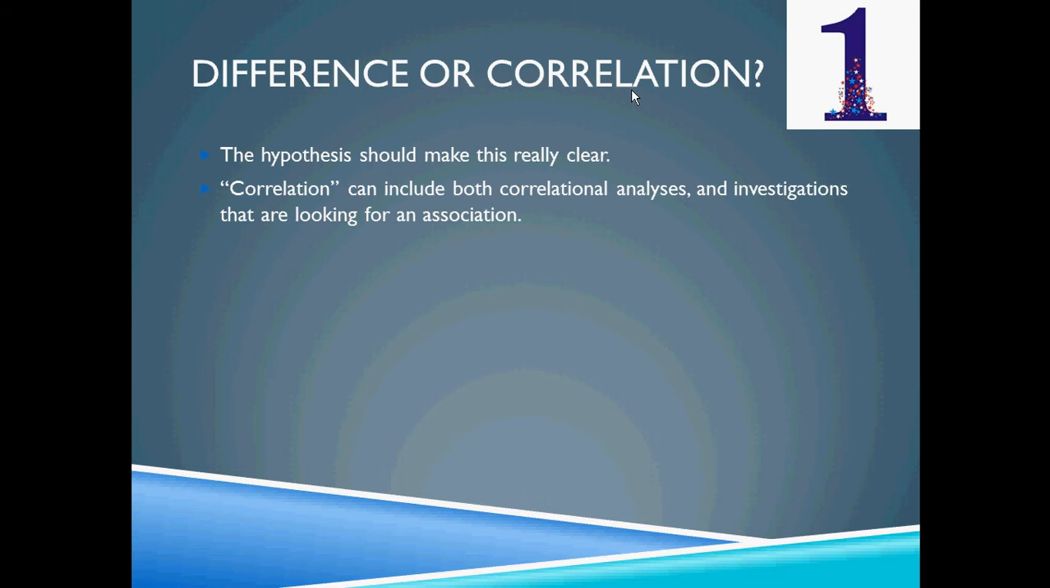So difference or correlation. The hypothesis should make it really clear what it's looking for. So if it says there will be a difference between blah blah blah, it's looking for a difference. If it's looking for a correlation, it should state it's looking for a correlation. So that can include both a correlational analysis, and it might include investigations that are looking for an association between 2 things.